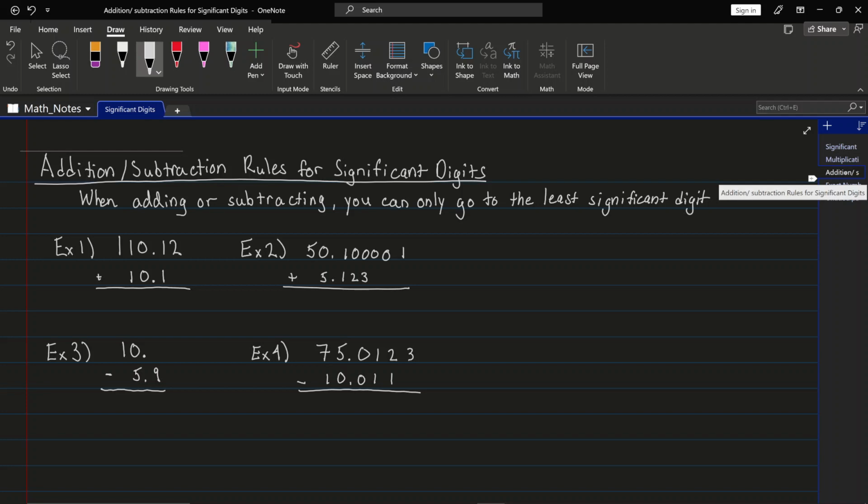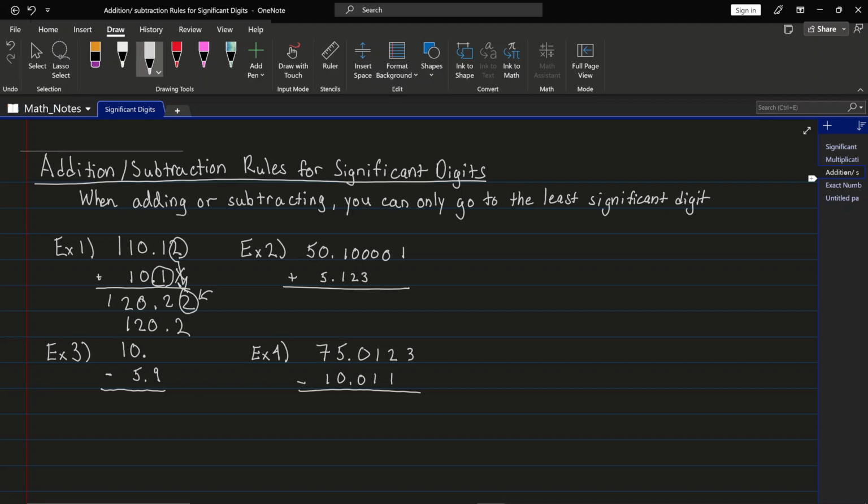So I want to do 110.12 plus 10.1. So normally, if I did this normally, I would say, oh, okay, I get 120.22. But there's a problem here. This term is our least significant digit, which means that it is the smallest decimal. So this one's here, but I don't have a term here. So I can't count this one in our final answer. Our final answer would have to be 120.2. And with this number, you'll round.